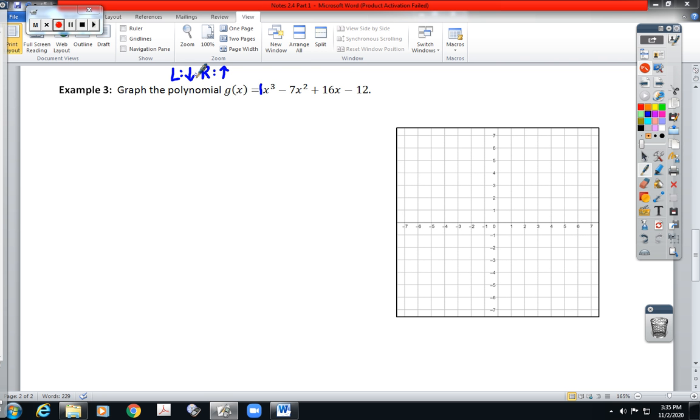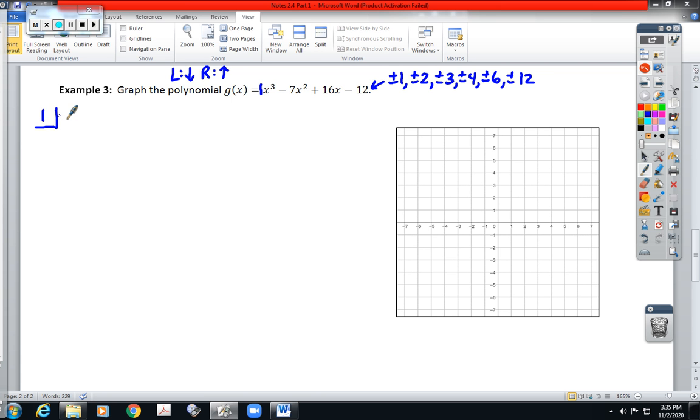Let's see. Then we would need to figure out the zeros. To do that, we need to apply our new rule. Our constant term is negative 12. That tells us our possible roots. Unfortunately for us, it is a rather lengthy list. Could be positive or negative 1, 2, 3, 4, 6, or 12. So we start looking for one that works.